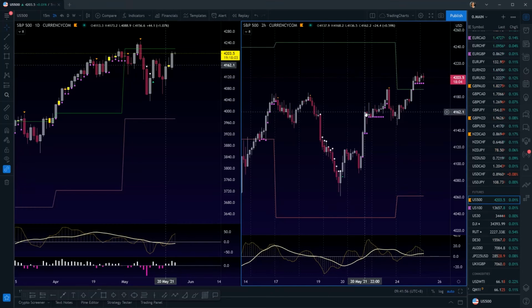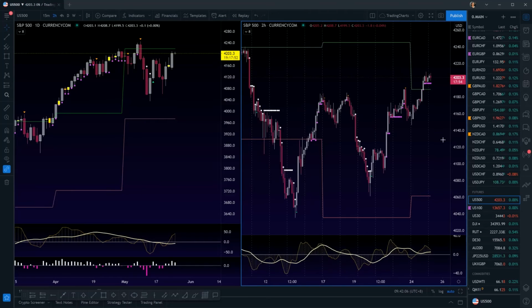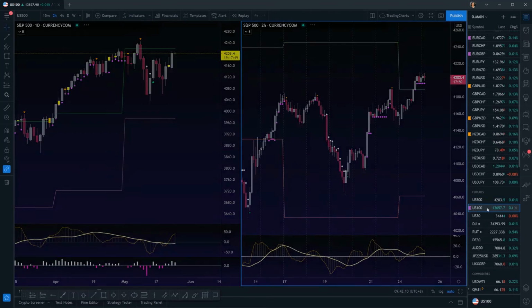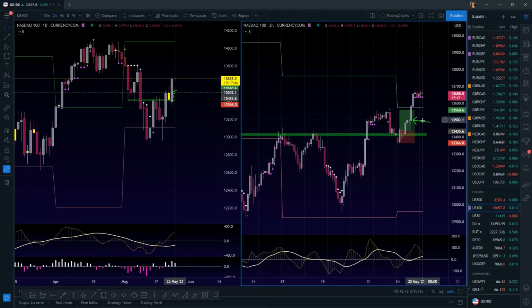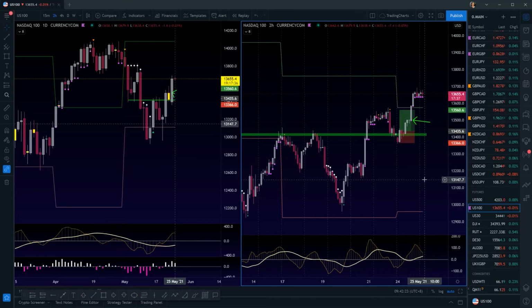S&P 500. It just wants to go higher and higher and higher. Nothing I would do. Yesterday we were trying to spot this pullback, which I took on the Nasdaq pullback, and then on this close I entered a position. Really nice. So today, no trade.